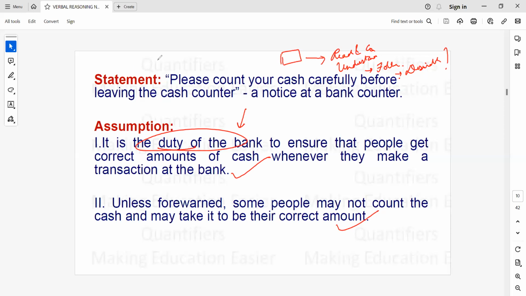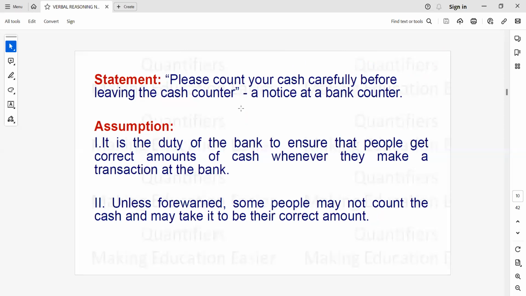Now, why is this an assumption? Because that is actually the main reason why they have put this particular notice. So when I'm putting this notice that you should count your cash, what I'm assuming is that many people, in case they're not informed before or forewarned, may not count the cash. So this is my assumption. That is the reason the need to put this particular notice actually came up, right? So here, both the assumptions are implicit.